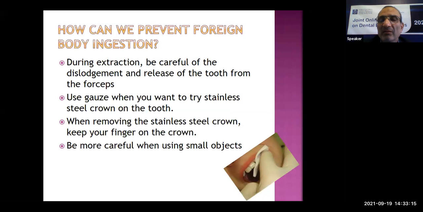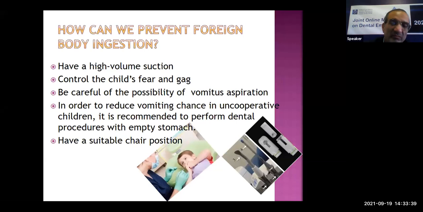During extraction, be careful of dislodgement and release of the tooth from the forceps. Use gauze when you want to try a stainless steel crown on the tooth or remove it. Be even more careful when using a small object. Have a high vacuum suction and control the child's fear and gag, and be careful of the possibility of vomiting and aspiration.